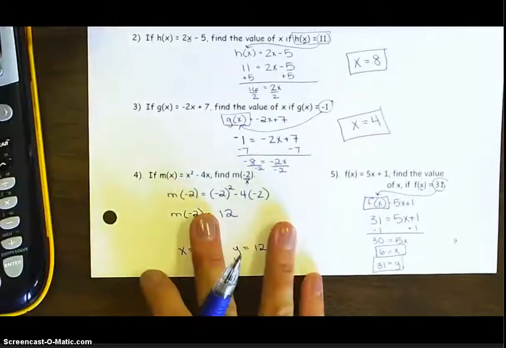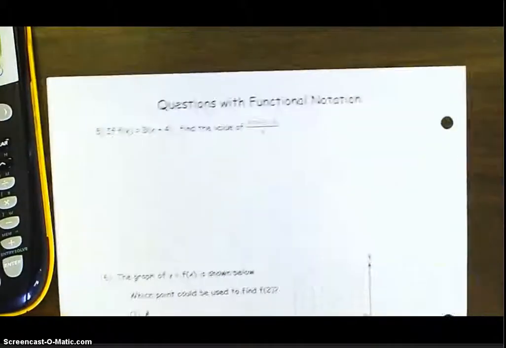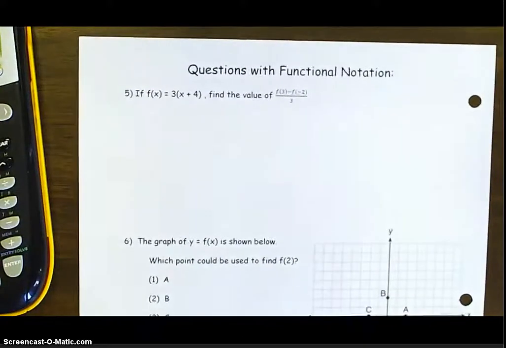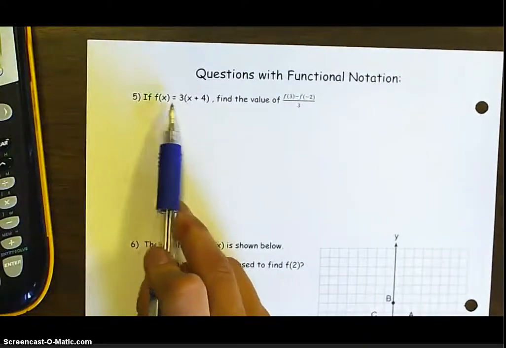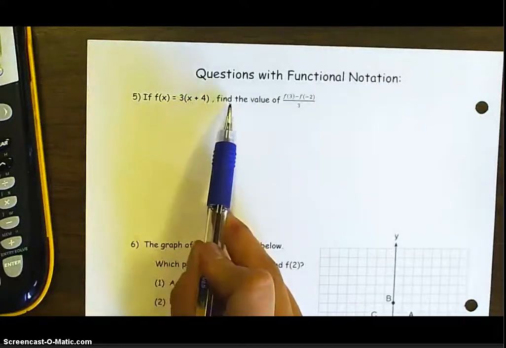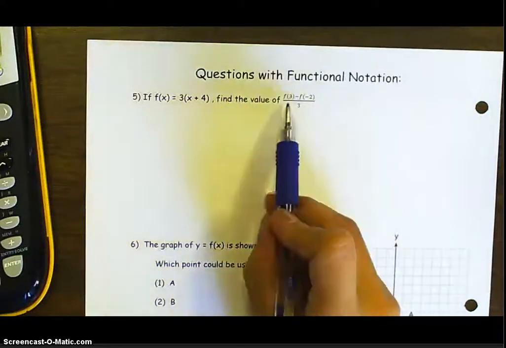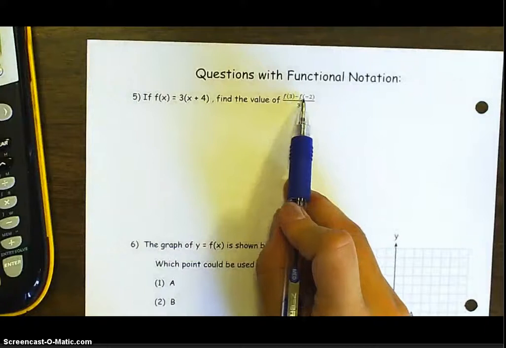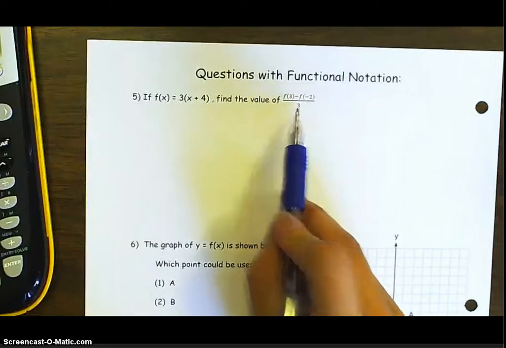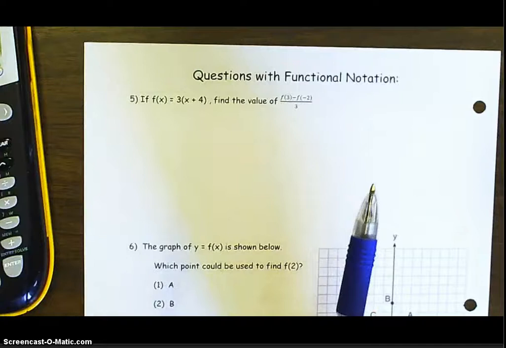All right, let's go ahead, flip it over, and try a couple different types of examples. So, number 5. If f of x equals 3 times parentheses x plus 4, find the value of f of 3 minus f of negative 2, all divided by 3. Ooh, so we've got quite a few things going on here.